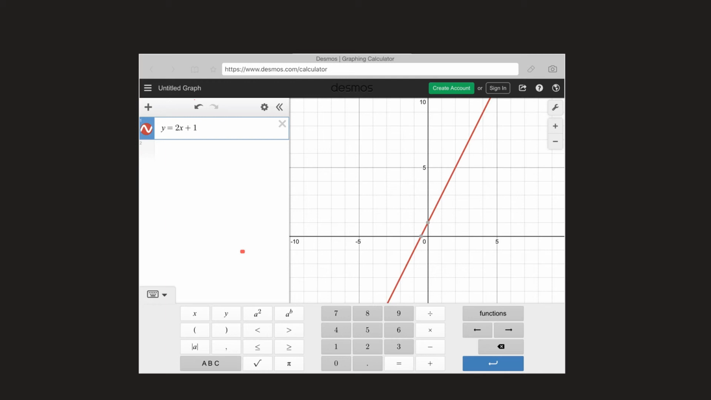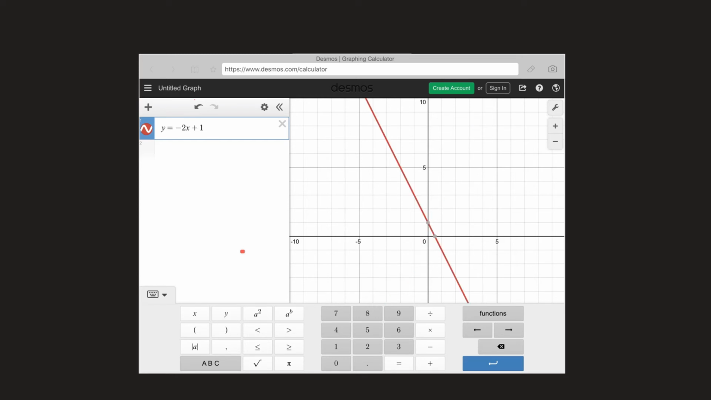But we can also see that the slope is still 2. So that means from here now, it's going to go up 2 and over 1. Up 2 and over 1 in every case. So that is very handy. Now, question is, what would happen if I had negative 2x plus 1? Let's think about that.